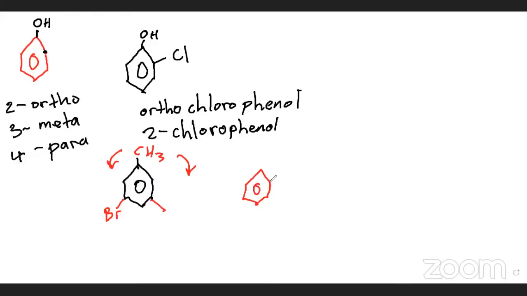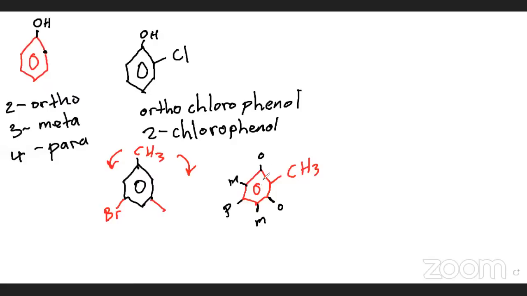If the methyl group was here, then this is position 2. This is also position 2. So these would be ortho. Any of this or here would be the meta position. And directly in front of it would be the para position.